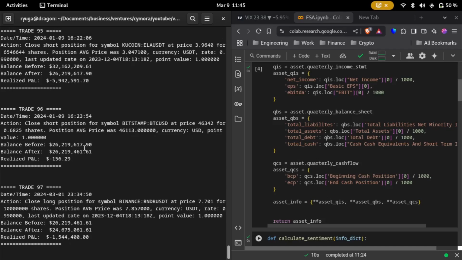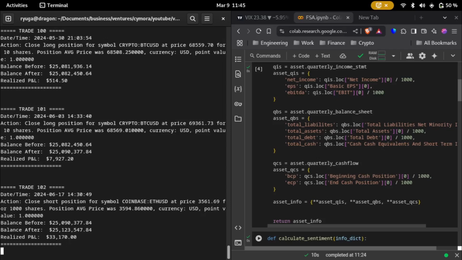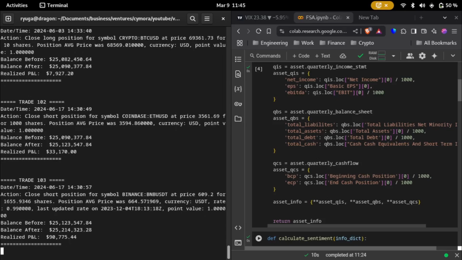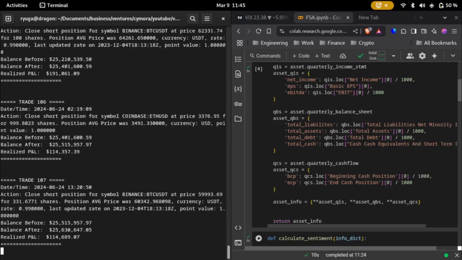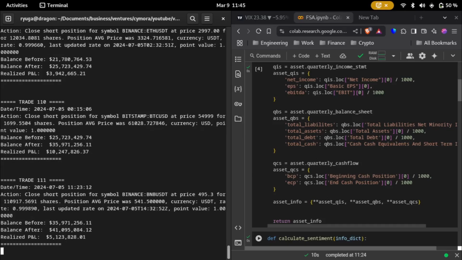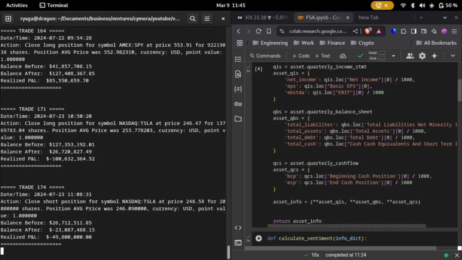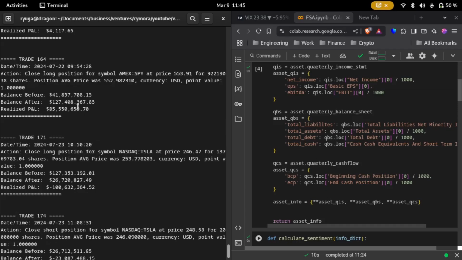Now moving on to the trade number, I think this is trade number 100. We're closing short positions against Ethereum, and you see hundreds of thousands of dollars. Short positions against Bitcoin, about 10 million. Okay, now we're getting the big numbers. I remember these trades. So this was last year, July.